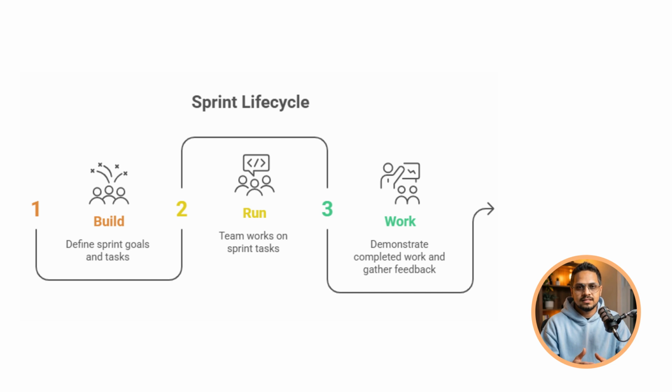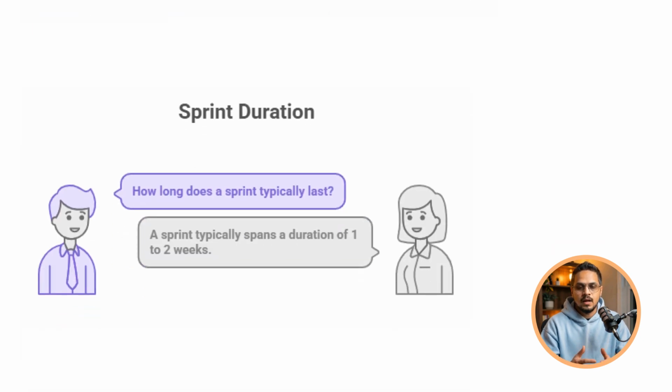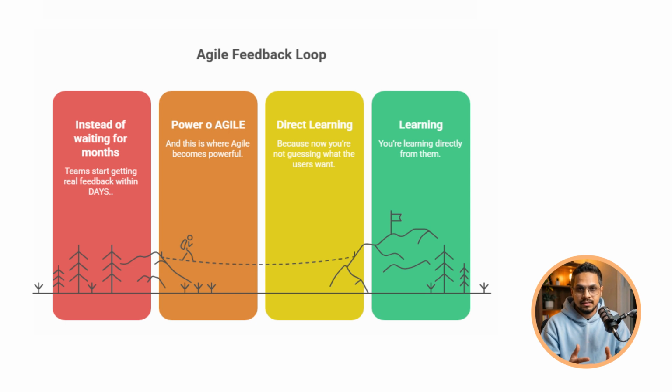Now, let's further understand sprints and the way they are built, run, and work. A sprint usually lasts 1 to 2 weeks. In that short time, a small working version of the product is built, tested, and sometimes even released to users. This means instead of waiting months, teams start getting real feedback within days. And this is where Agile becomes powerful, because now you're not guessing what users want, you're learning directly from them.